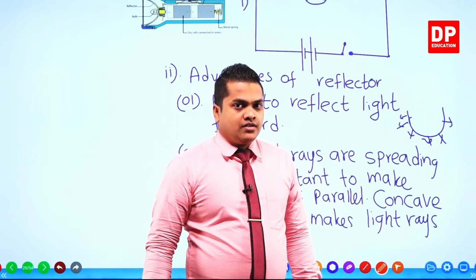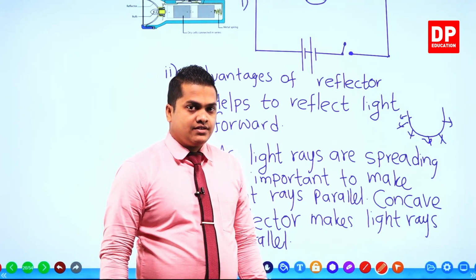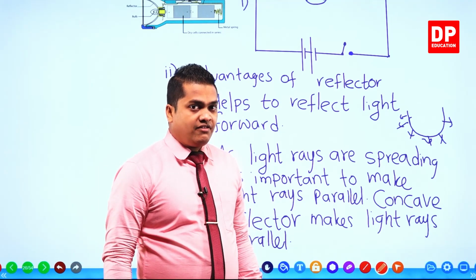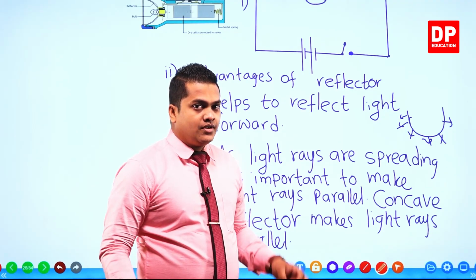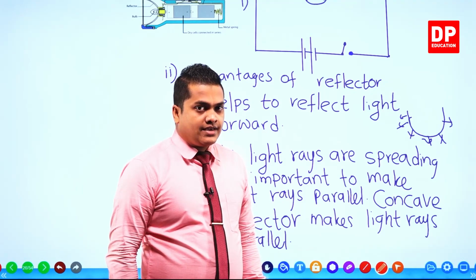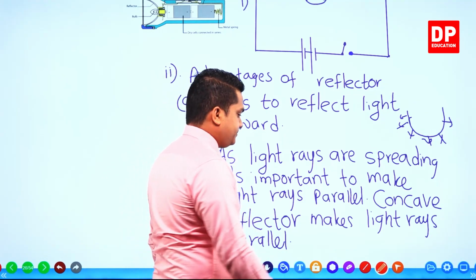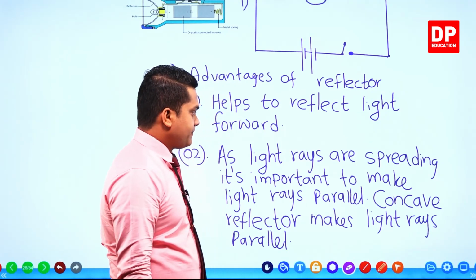But if you take concave reflectors, especially concave reflectors, they are going to do what? They are going to send a parallel light beam like in the torch. Okay. So this is our answer. Right?